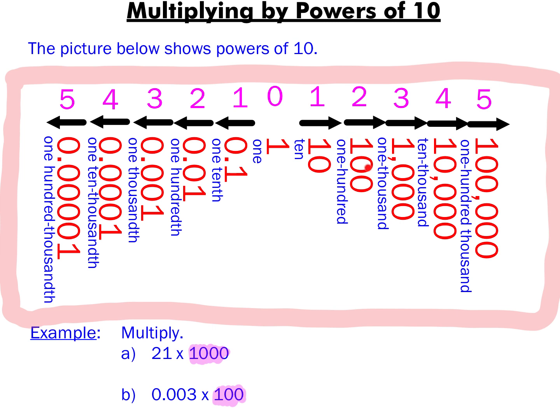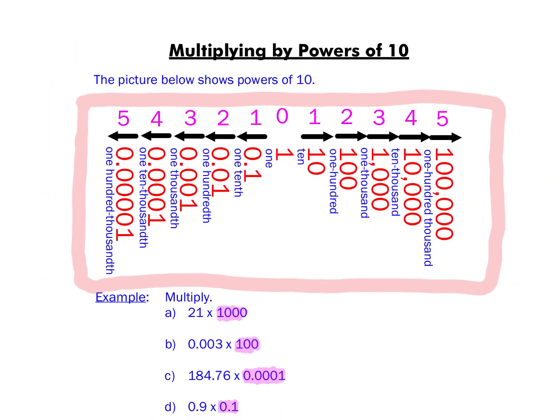If you're multiplying by 100, you're going to move right 2 spots. If you're multiplying by 1,000, you're going to move to the right 3 spots. If you are multiplying by 10,000, you are going to move to the right 4 spots. If you're multiplying by 100,000, you're going to move to the right 5 spots. So let's do the first 2 questions.